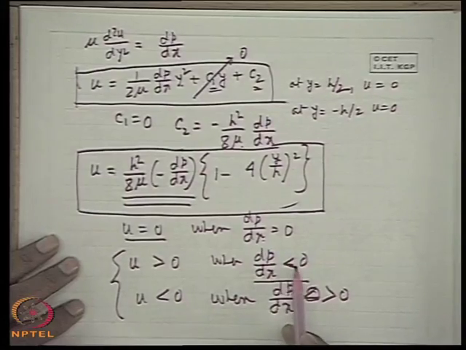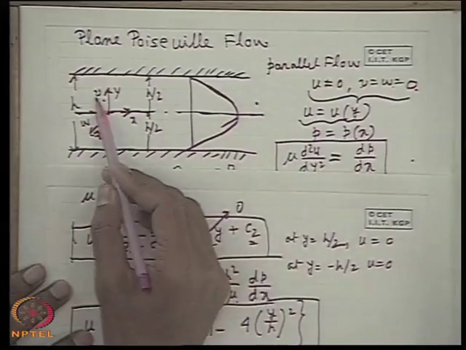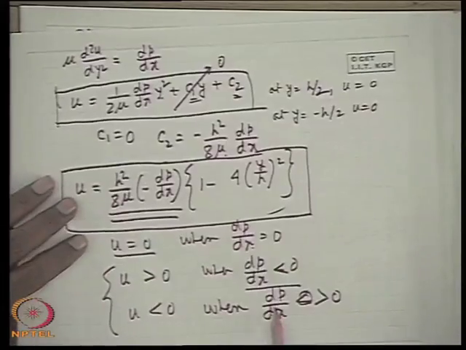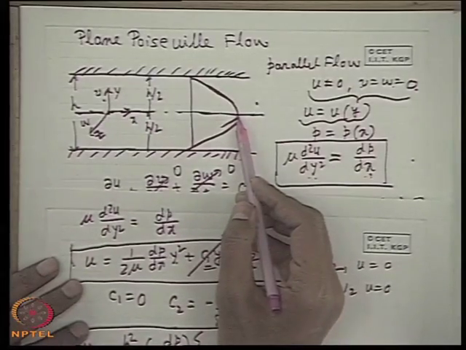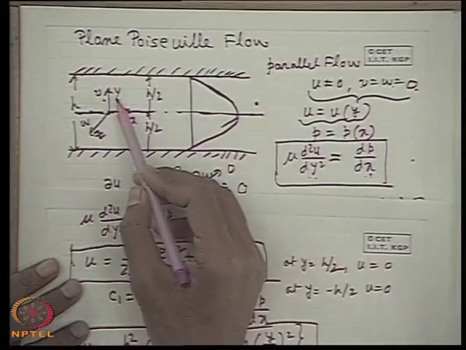When dp dx is less than 0, that means pressure here is high and downstream pressure is low. That means a negative pressure gradient, and the flow will take place in the positive x direction. Similarly, when dp dx is greater than 0, that means there is a positive pressure gradient, which means the pressure is higher in the downstream direction than in the upstream direction.